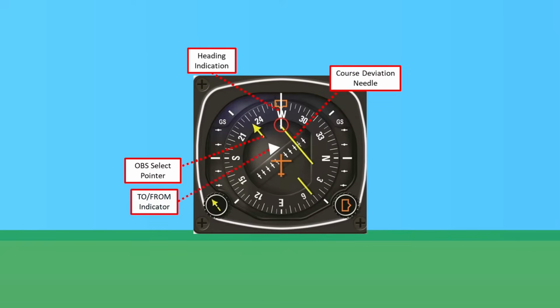The to-from indication allows you to determine which radial you are on around a ground-based navigation system. Finally, the outside of the instrument may also have a glide slope indication for vertical guidance on approaches.